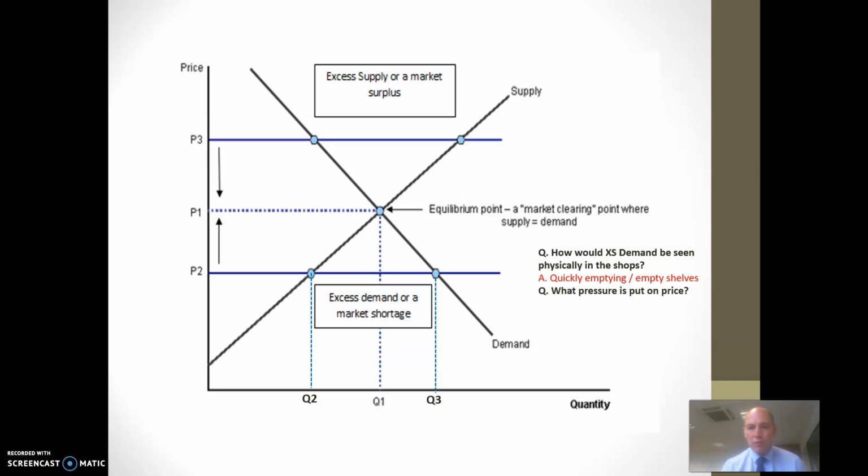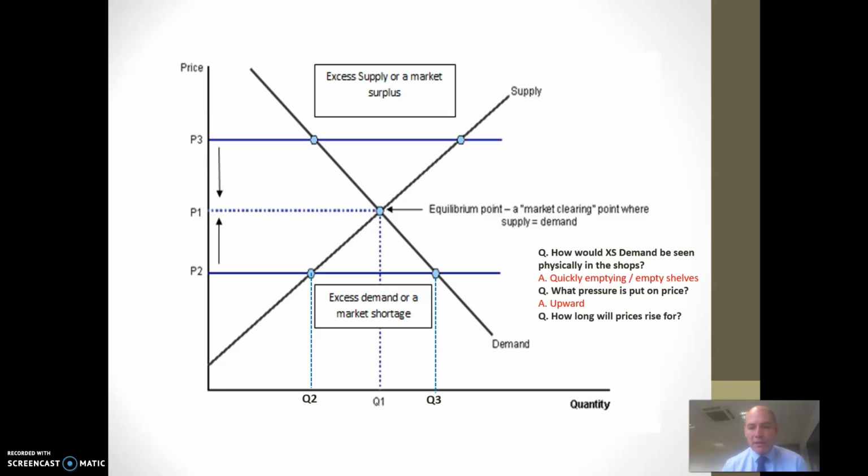Very important. What pressure would be put on price? Well, if things are leaving the shelves very quickly, clearly firms could charge more. So there will be an upward pressure on price. You can see the arrow from P2 to P1 on the diagram.